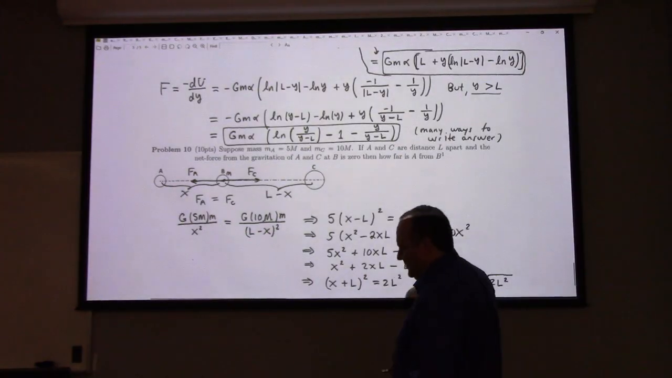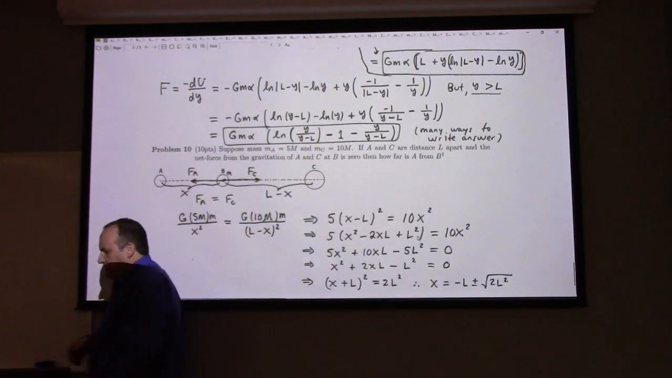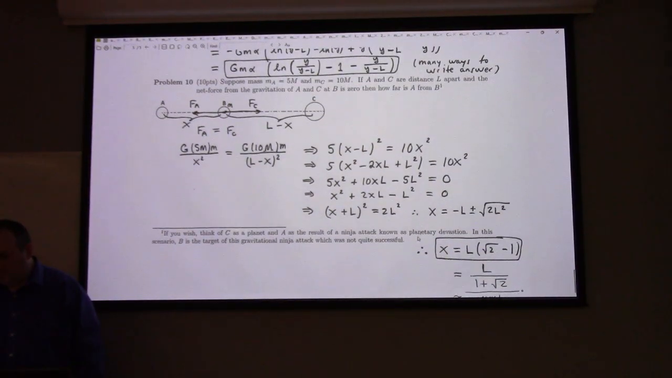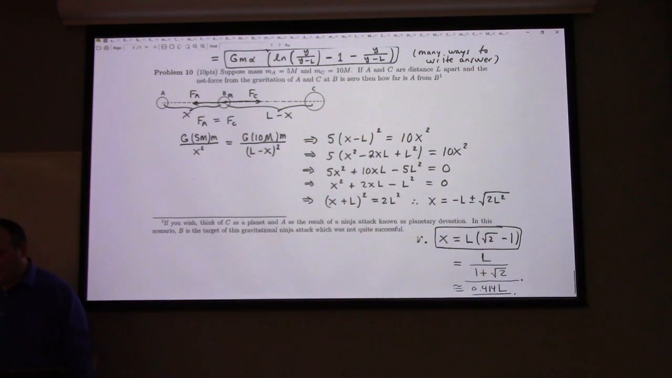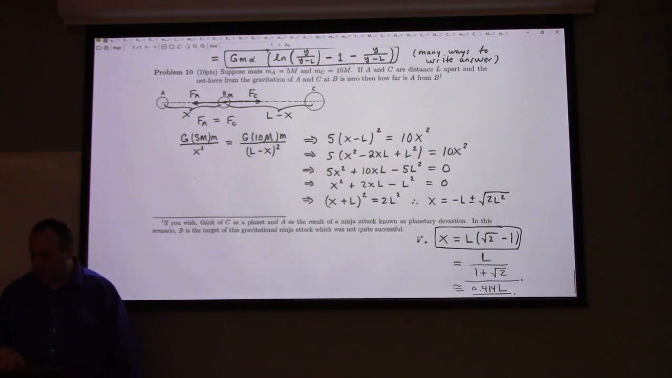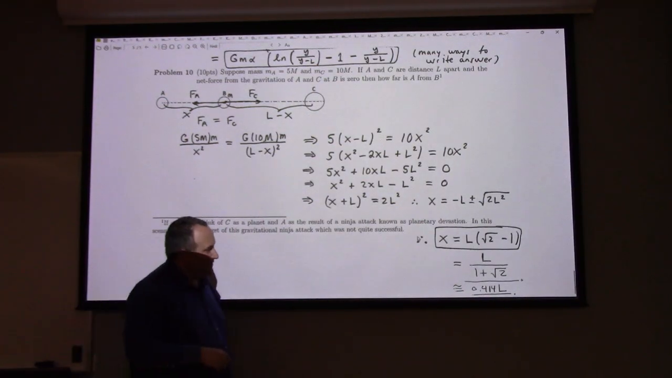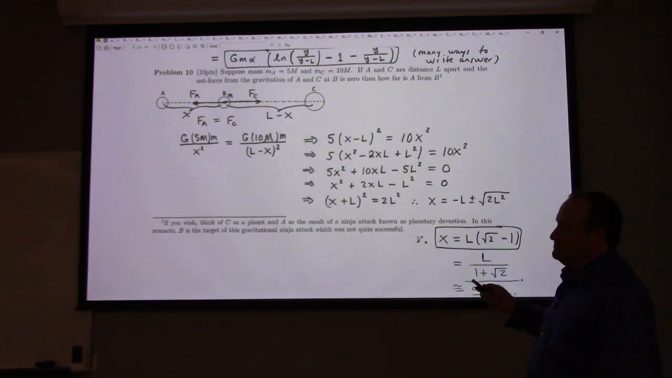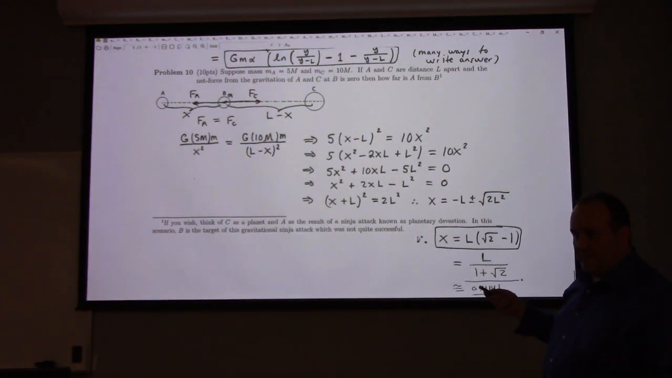And then I think one of them is unphysical, maybe. Therefore L is equal to the square root of 2. Given the situation, I need X to be positive. Given the picture, X is positive, right? So I have to pick this one because the square root of 2 is larger than 1. So this is positive.